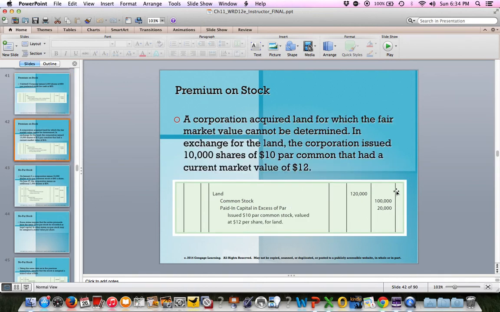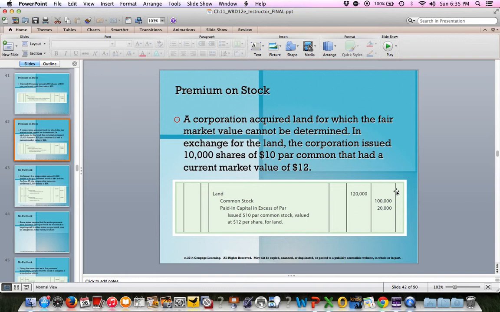It says here a corporation acquired land for which the fair market value cannot be determined. In exchange for the land, the corporation issued 10,000 shares of $10 par common stock, and the current market value was 12,000. And so the point of this entry is just to say you can issue stock in exchange for another asset. You don't have to receive cash. If you need to buy land and you're cash poor, and whoever owns the land is willing to accept stock in return, that's a fine entry. You can sure go about and do it that way too.